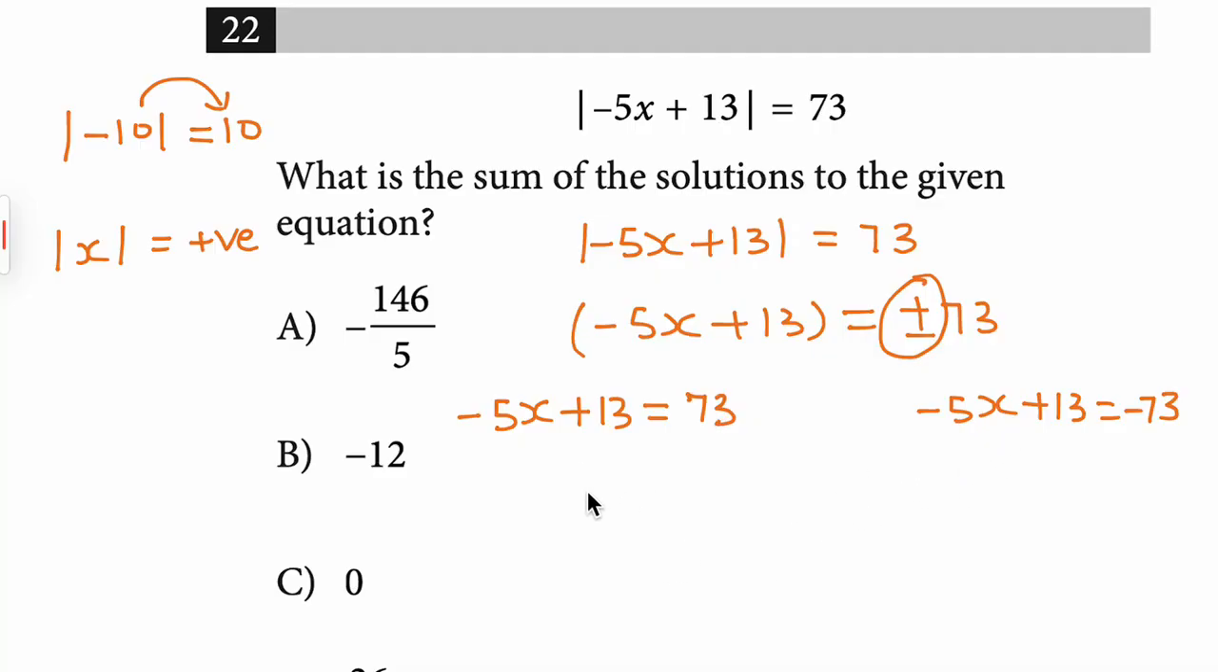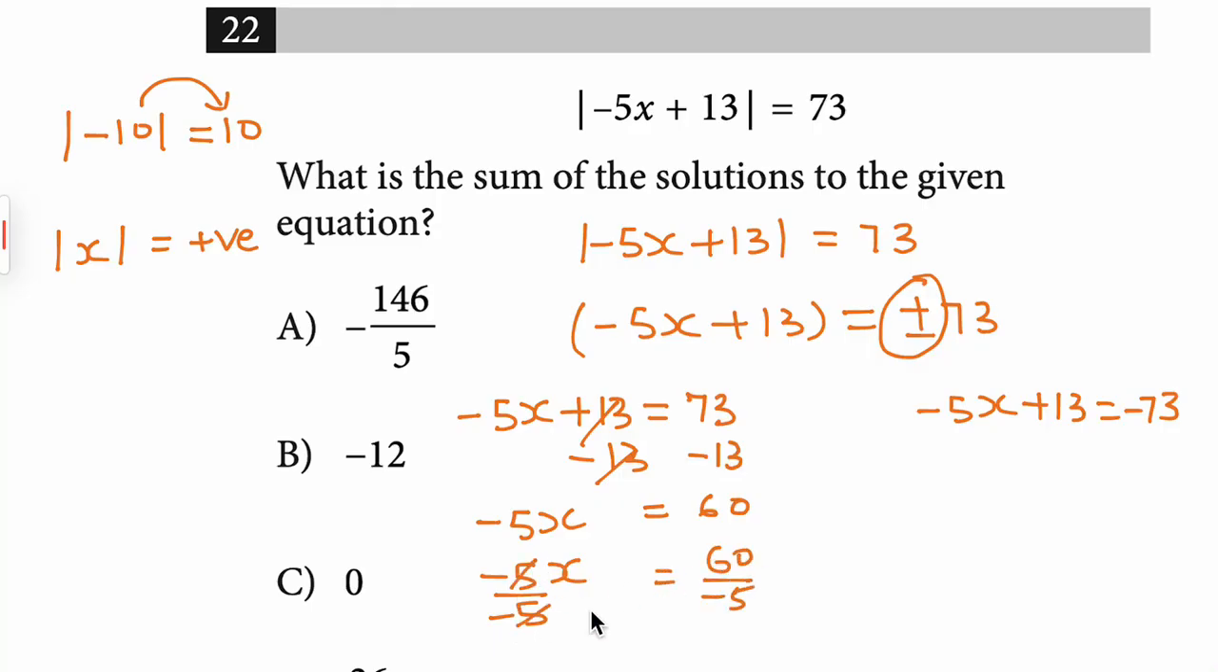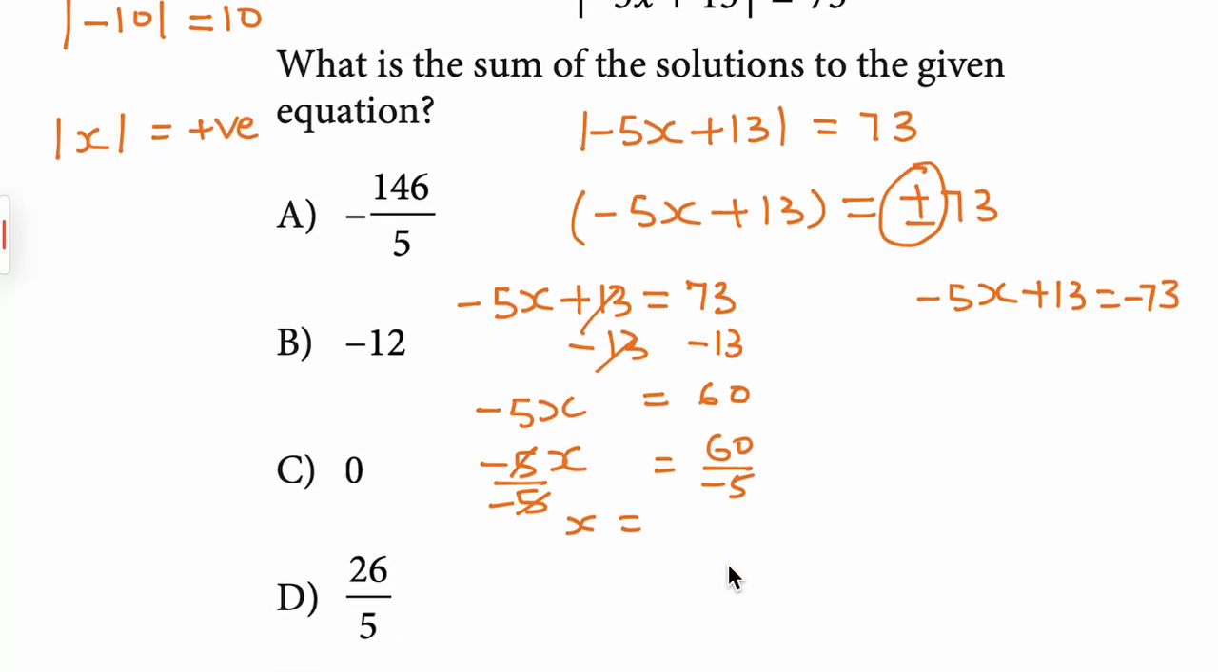Now let's find the solution for both the equations. Adding 13 on both sides, first I'm solving this one. So negative 5x, this 13 is cancelled, is equal to 60. Now dividing by negative 5 on both sides, x is equal to 60 over negative 5, that is negative 12.